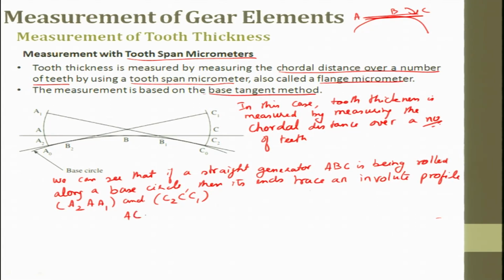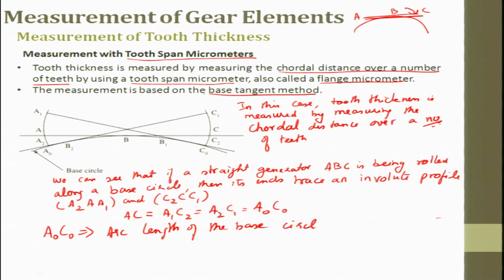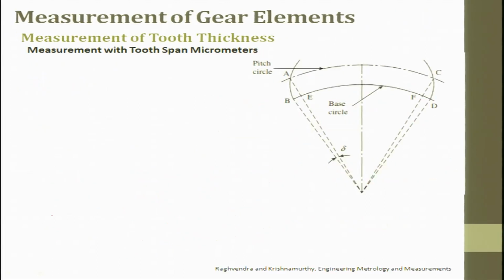So, we can say AC equal to A1 C2, which is equal to A2 C1, which is equal to A0 C0. Okay. A0 C0 is nothing but the arc length of the base circle between the origin of involute. Okay.